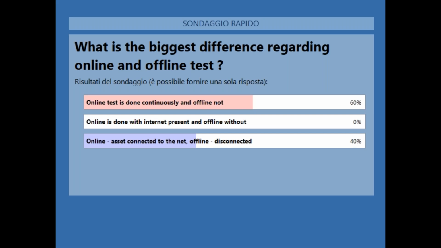Where 60% said online test is done continuously and offline not. When it comes to the continuity, they are all done in the same way. You do them, let's say, for half an hour, 1 hour, 2 hours, and then you are done. But in this case, what we meant to say is that in an offline test and in an online test, there is no time difference in execution of the test, apart from the fact that you need to also mount the generator, which will generate the offline voltage.